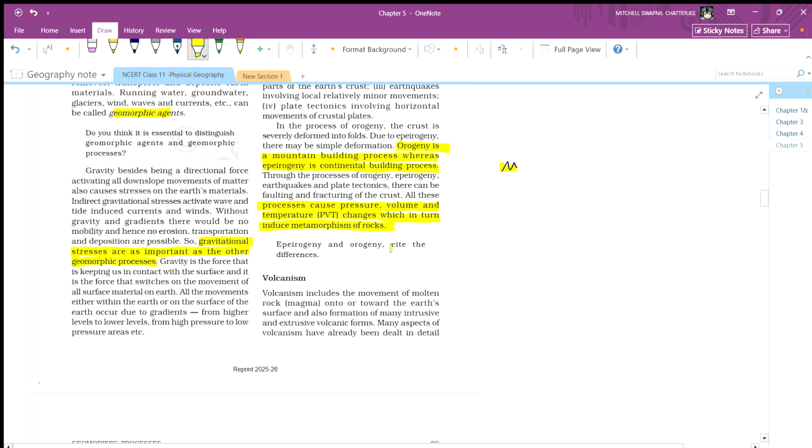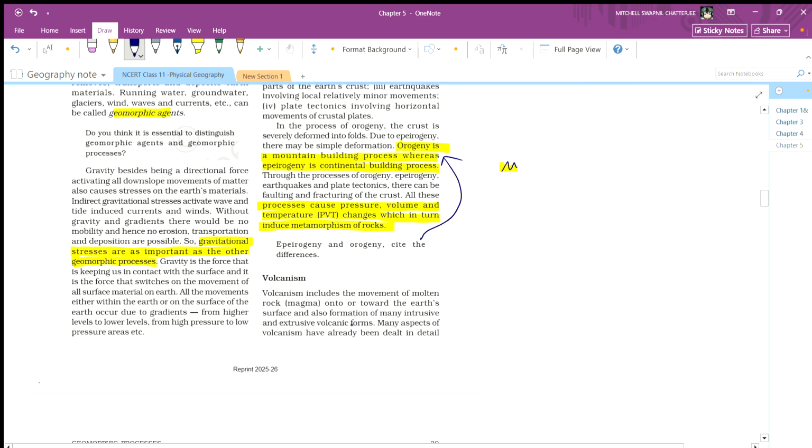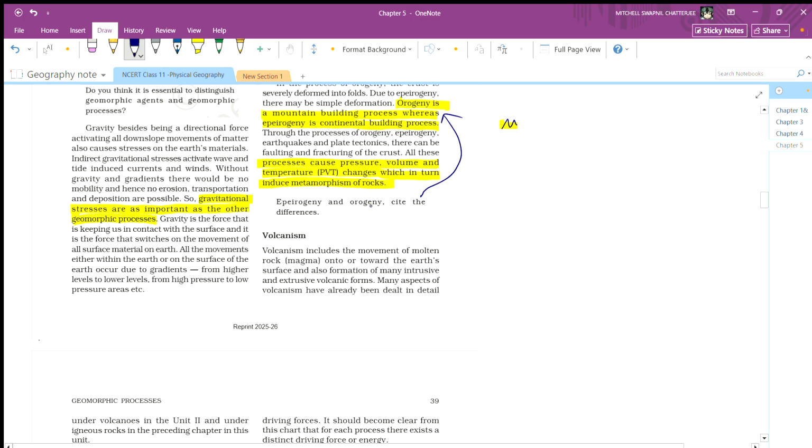Epeirogeny and orogeny: cite the differences. What is the difference? Orogeny is mountain building, while epeirogeny is a continental process. One forms simple deformation, and another forms severe deformation.